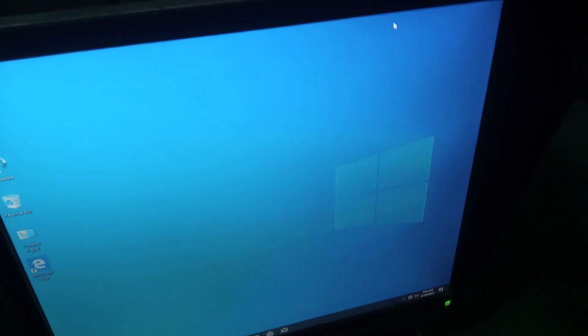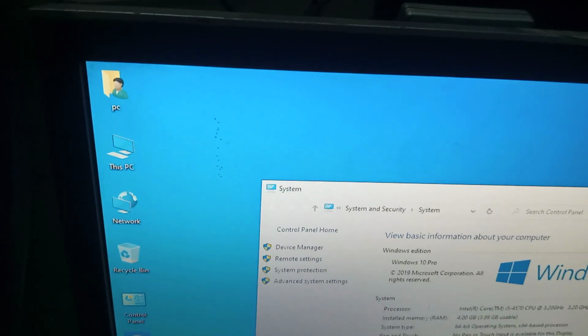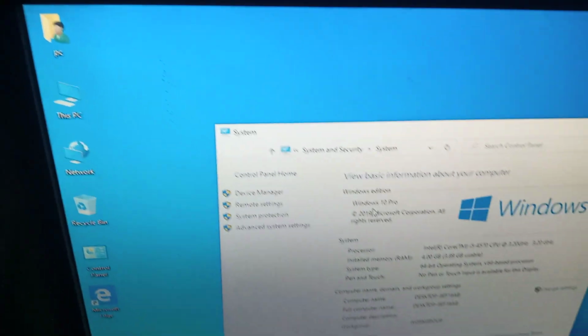Today my video is related to checking computer specs and generation. Startup. This is a Lenovo PC, Lenovo company. Today I am checking the specs of the PC. We are going to this PC, go to Properties. This is a method to check the specs of this PC.